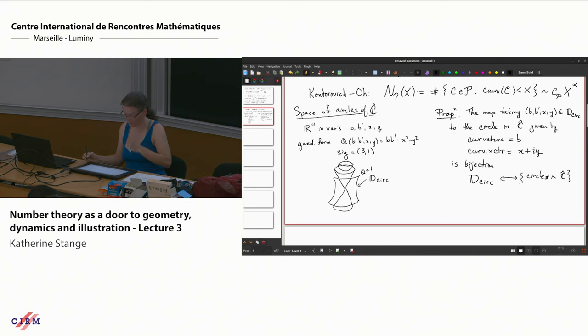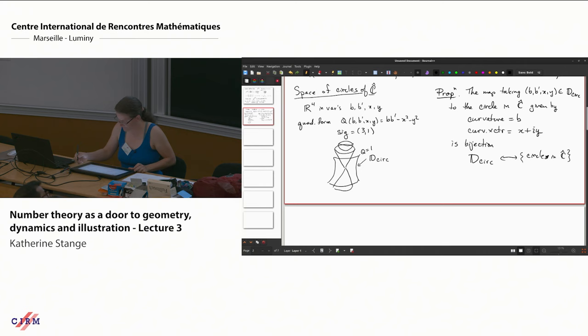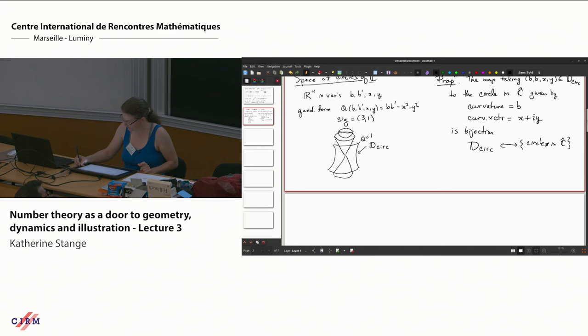Okay, so let me explain what the map actually is. Okay, that's the one drawback of this tablet, you can't keep as much stuff on the screen as you would like. Okay, maybe there's enough room here.